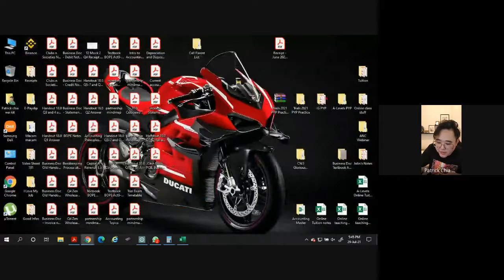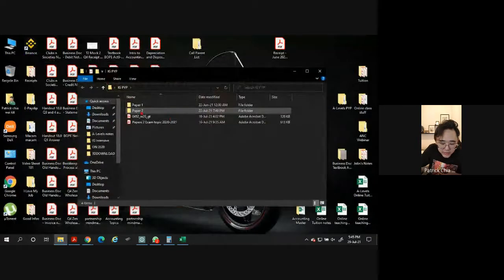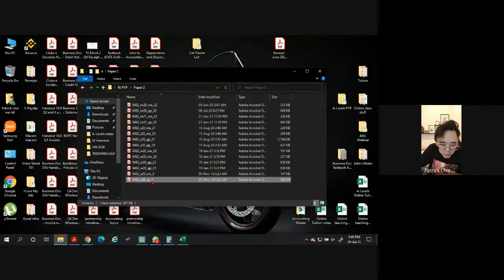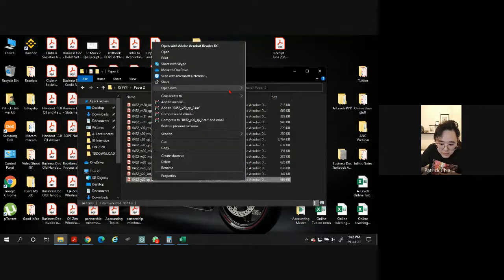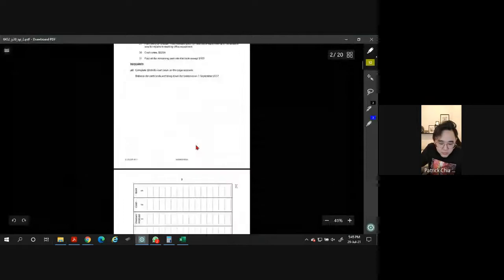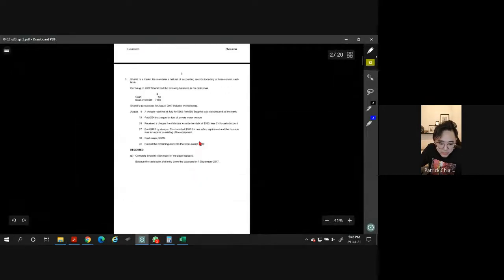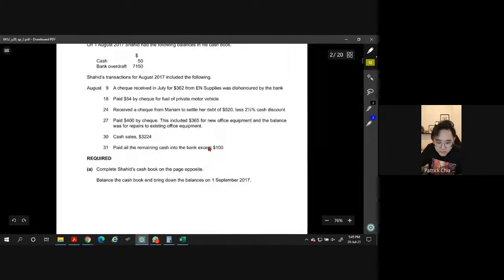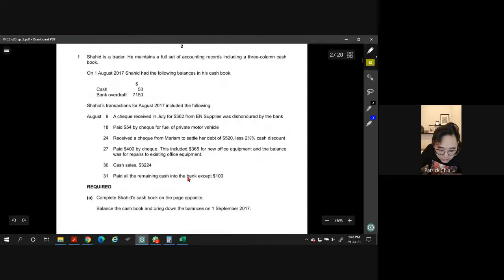Yeah, IG paper 2. Let's look at specimen paper. Question 1 itself. Yep. This one. Check receipt settle that. Okay. No, this one nothing much here. This one no challenge.